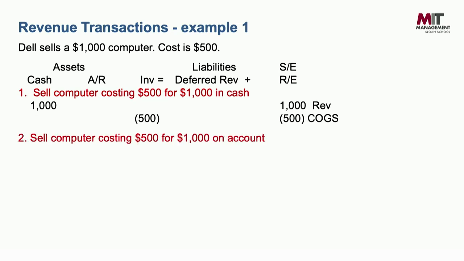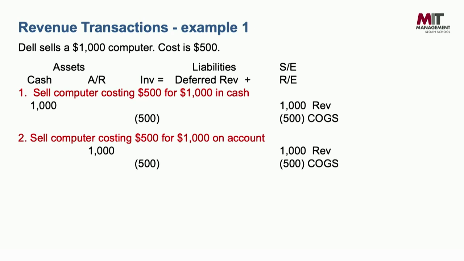Now let's just do a slightly different transaction where Dell sells the computer, and instead of getting cash, it sells it on account, which means it gets an accounts receivable for it. So as you can imagine, the transaction is going to look very much the same. So we got an accounts receivable instead of cash. So the customer promised to pay us $1,000 in cash. We recognize revenue. We recognize cost of goods sold.